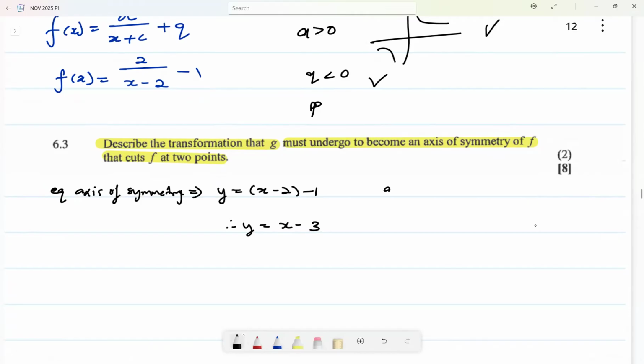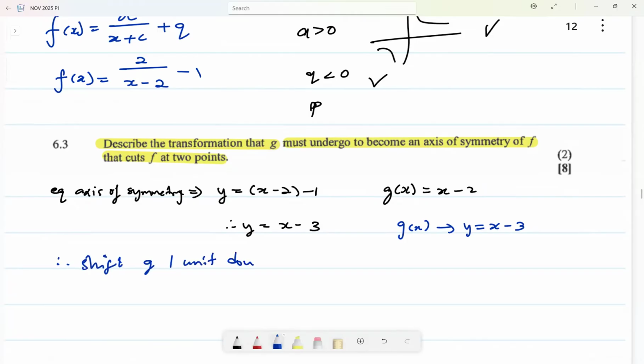And then now we know that g of x has an equation of x minus 2. So which transformation must g undergo so that it becomes y is equal to x minus 3? Can you see that we need to shift this graph 1 unit downwards? So you're going to say, therefore, shift g 1 unit downwards. And then you should be fine.